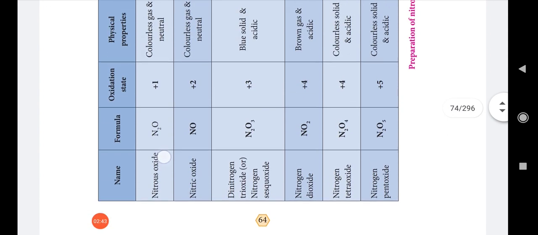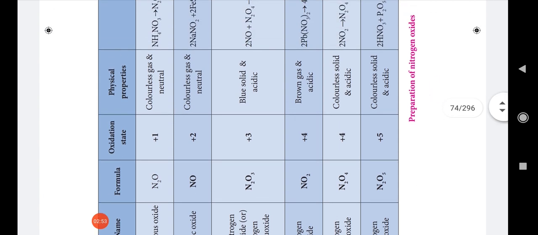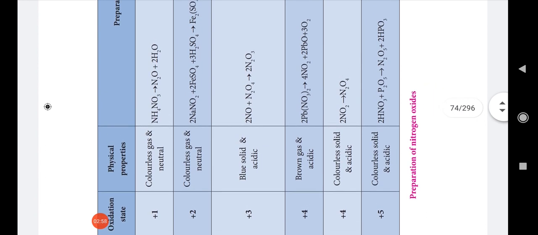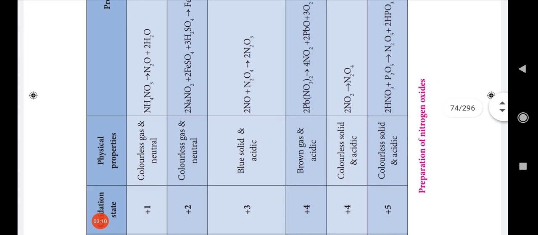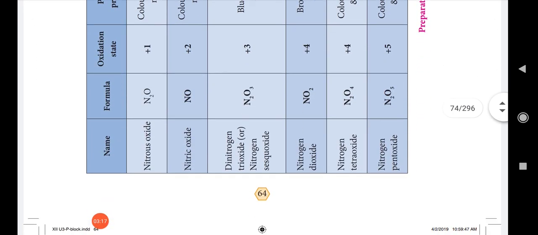Next, nitrogen dioxide, NO2. Its oxidation state is +4. It is a brown gas and acidic in nature. It is prepared by heating any nitrate salt, such as copper nitrate or lead nitrate. By heating lead nitrate, it will form nitrogen dioxide, lead oxide and oxygen gas.